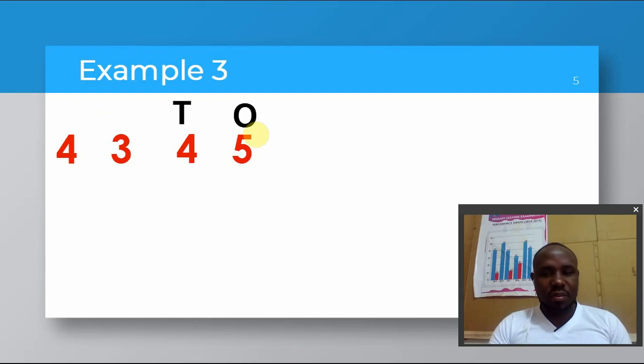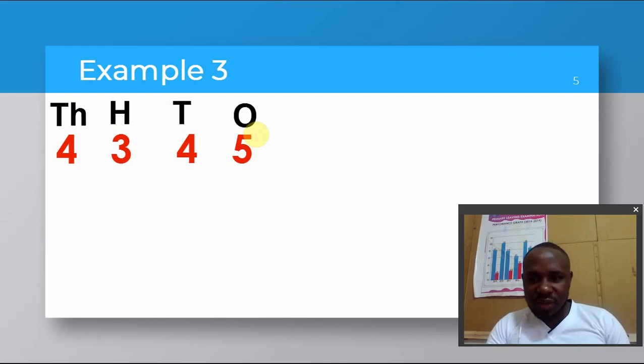Who can tell me the third one? Send your answers, I'm seeing them. My friend is saying, teacher, that one is hundreds. Good. Put H. I've put H here. Another one is saying, teacher, the last one is thousands. Oh, we have a new word now. Thousands. Let's write the place values of each here.